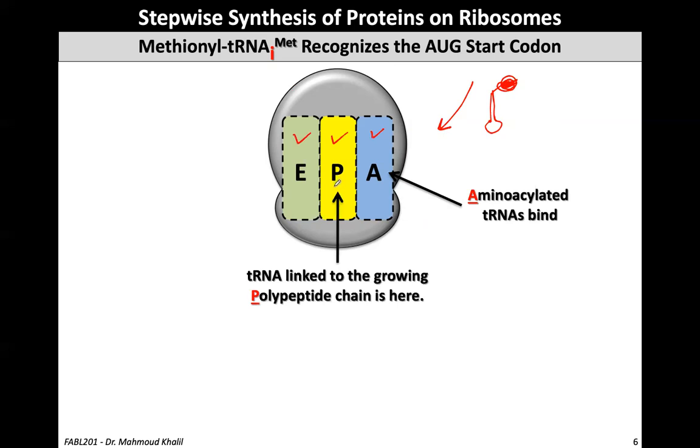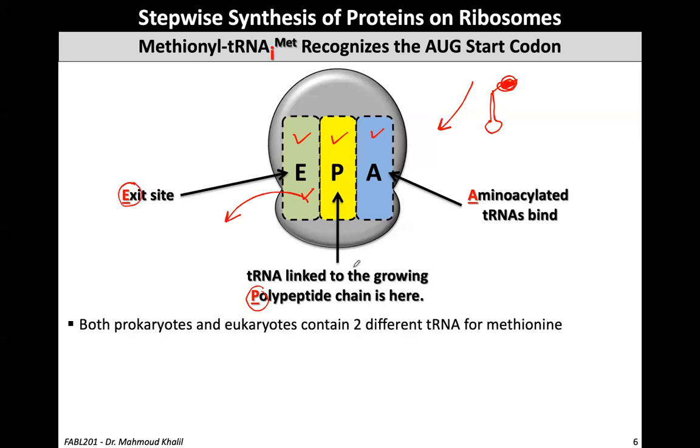Then we have the P site, which represents where the transfer RNA with its charged amino acid will be linked to the growing polypeptide chain. So the binding of the two, the formation of the peptide bond, occurs in the P site. While the E site represents the transfer RNA when it releases its amino acid, so it sits in the E site before exiting to the outside, and that's why it's called the E site.